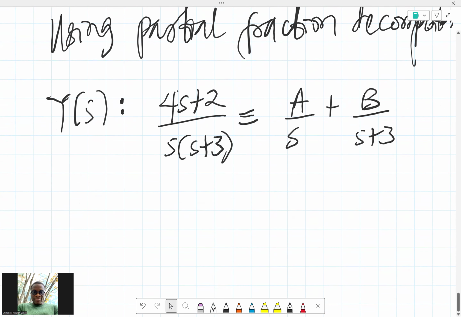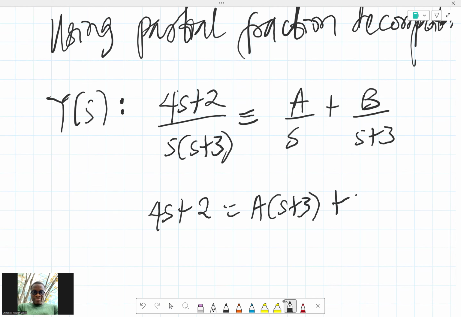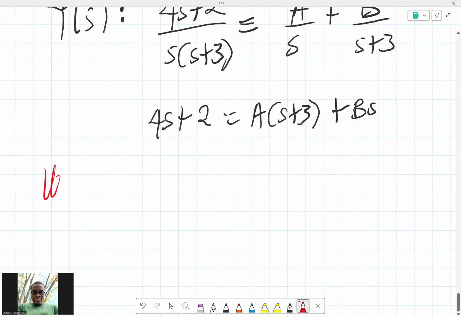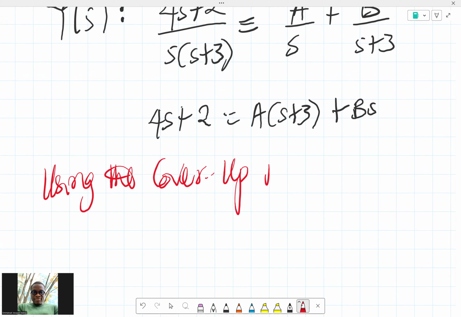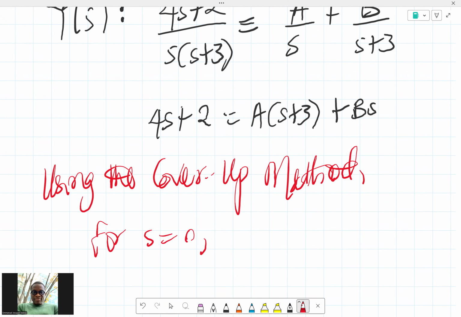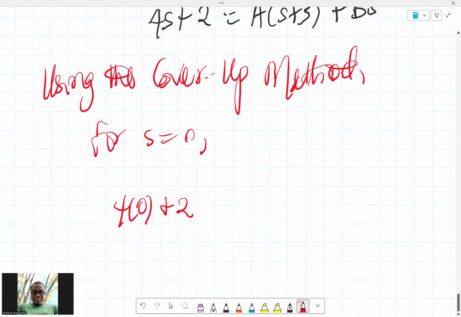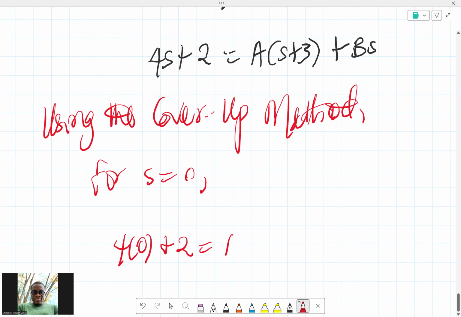So again, we can multiply through by the LCM. So we have 4s plus 2 equals a into s plus 3, plus b into s, that's bs in short. And we can use the cover-up method. That helps us to get rid of terms. So using the cover-up method, for s equals 0, if we set s to be 0, b will be gone. So we have 4 into 0 plus 2 on the left-hand side equals a into 0 plus 3 plus b into 0.